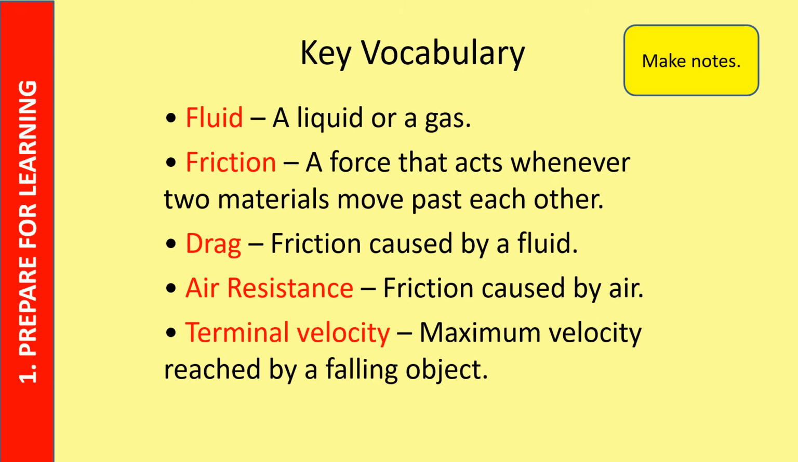There's a lot of vocabulary in this topic, and you need to be reasonably clear about what you say and what you mean by it. So let's just go through some of these keywords. First of all, in physics, a fluid is something that flows. So it can be a liquid or a gas. So it could be water or it could be air. Friction, we've met before. This is a force that acts whenever two materials move past each other. Now those two materials can be solid or liquids or gases.